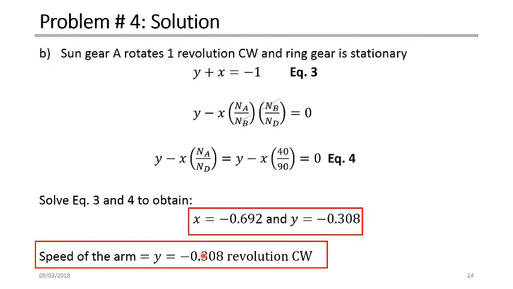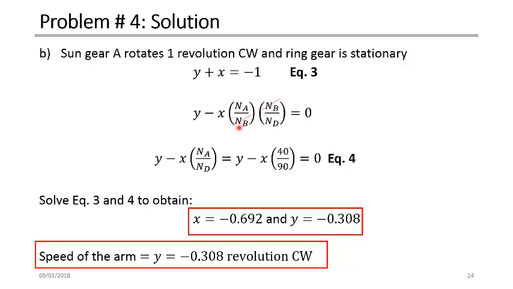For the second condition, we had here the sun gear rotates one revolution in the clockwise direction, but the ring gear was stationary. Stationary means that the speed is equal to 0. So we repeat again: y plus x is equal to negative 1, which is the speed of the sun gear, and this is our equation number 3, and the speed of the ring gear is equal to 0 because it's fixed, it's stationary. And we just cancel out these two values. So you see here that the planetary gear was like idle. So even the number of teeth for this gear is not required.